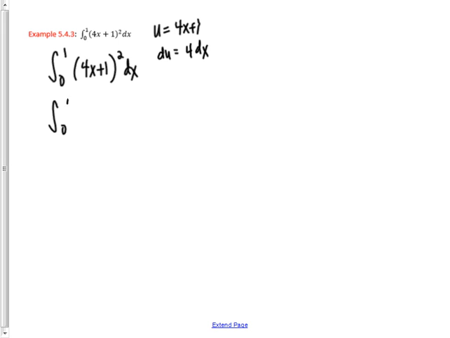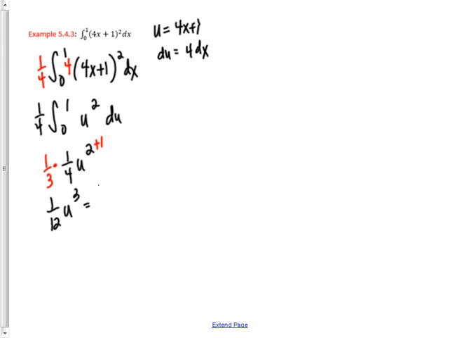So this becomes integral from 0 to 1 of u squared. And then I need 4 dx, and I don't have it, so if I'm multiplying by 4, I cancel it with the 1/4. Okay, and then there's my du. So I have 1/4 u squared that I want to integrate. If I add 1 to it, my new power is 3, and so I'm going to divide by 3 or multiply by a third. So I end up with 1/12 u cubed, or 1/12 (4x plus 1) cubed. And again, I want to go from 0 to 1.